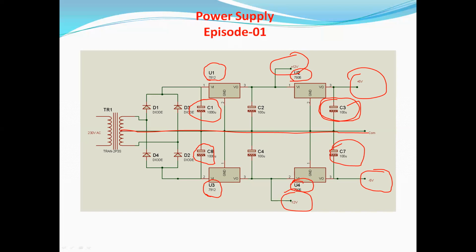Here, one important thing we should note down: for negative voltages, that is minus 12 volt and minus 5 volt, the positive terminal of the electrolytic capacitor should be connected with the common line, that is the middle point of the center tap transformer.